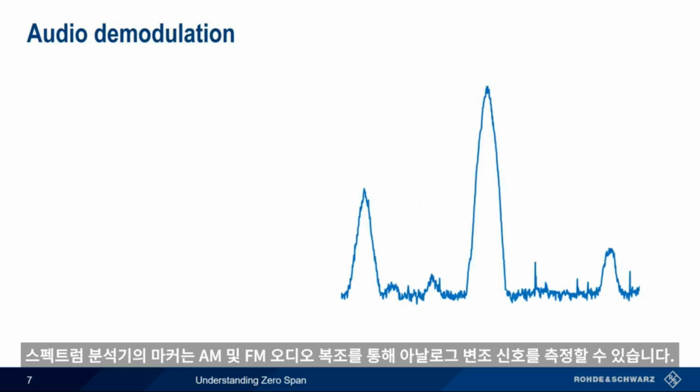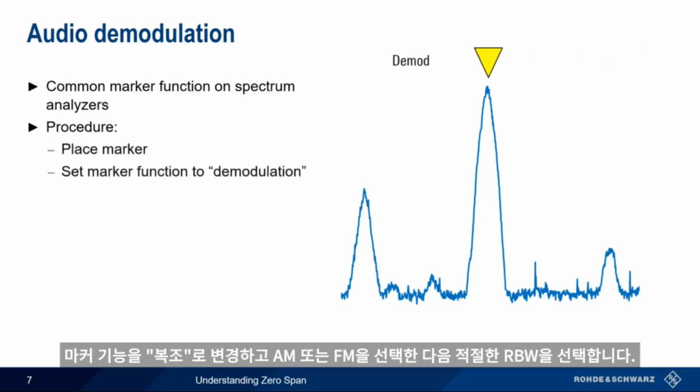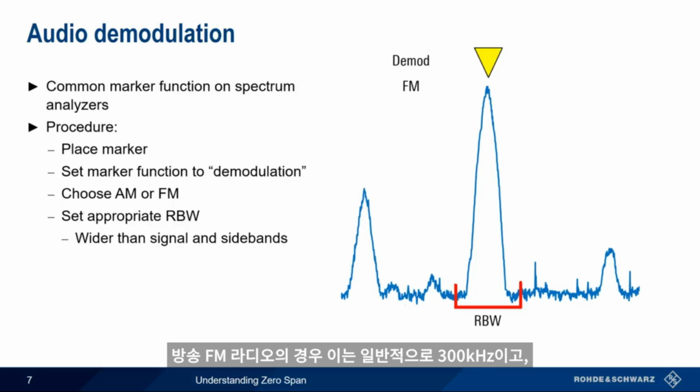A common marker function in spectrum analyzers is AM and FM audio demodulation, whereby we can listen to analog modulated signals. The procedure is fairly universal. We place a marker on the signal of interest, change the marker function to demodulation, choose AM or FM, and select an appropriate resolution bandwidth. The resolution bandwidth should be wider than the signal and any sidebands to avoid distorted audio. For broadcast FM radio, this is usually 300 kHz, and for narrowband FM transmitters, we normally use a 30 kHz resolution bandwidth.